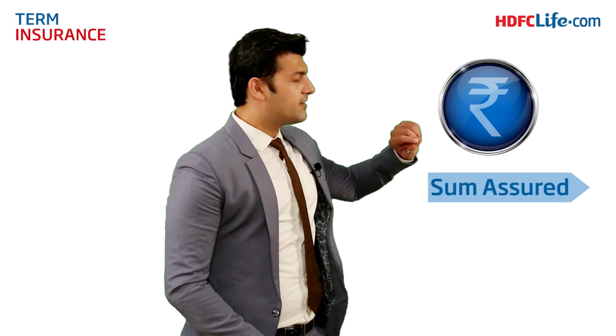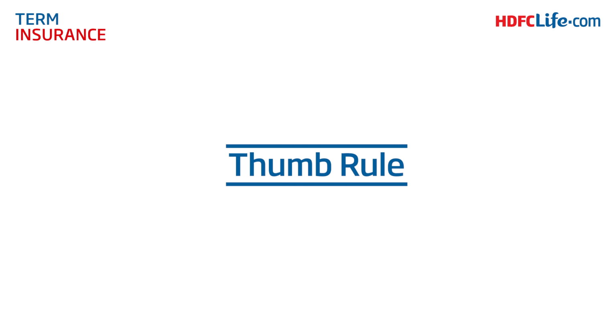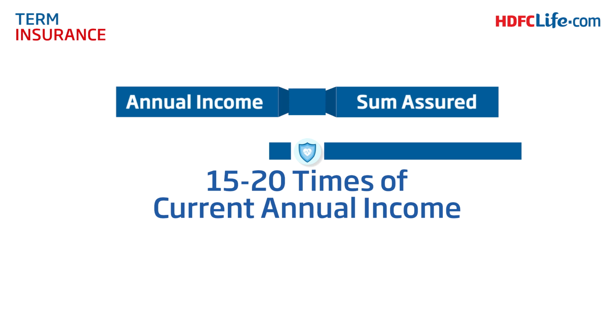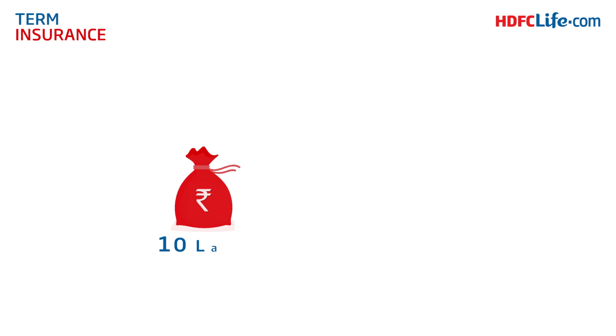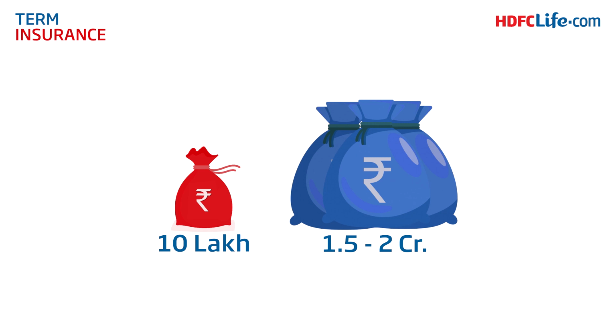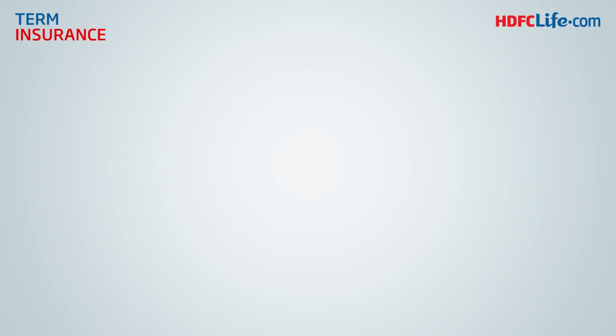Now, maybe you're thinking, how do I decide the amount of life cover or the sum assured? Well, it's pretty simple. The thumb rule states that your sum assured needs to be typically 15 to 20 times your current annual income. So, for an example, if you have an annual income of say 10 lakhs, your sum assured should ideally be 1.5 to 2 crores. However, you need to factor your age as well.